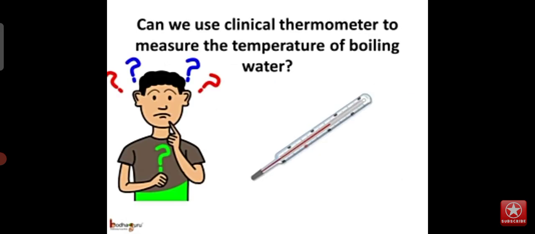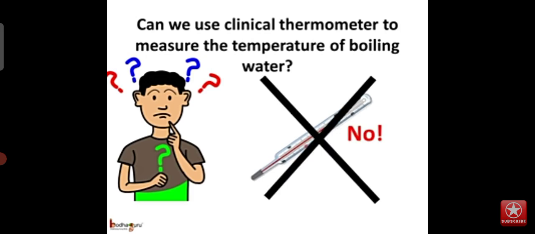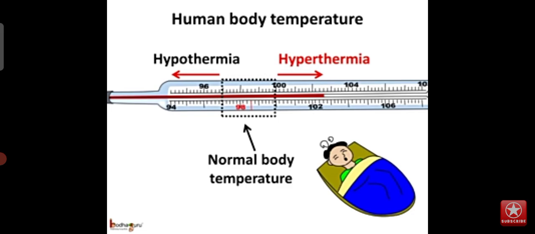Now you may wonder, can we use the clinical thermometer to measure the temperature of boiling water? No, the clinical thermometer is just suitable to measure our body temperature. The temperature of a living person cannot be less than 94 degrees Fahrenheit. When the body temperature is less than normal, it is called hypothermia. And when the body temperature is above the normal range, we call it fever. Increase in body temperature is called hyperthermia.